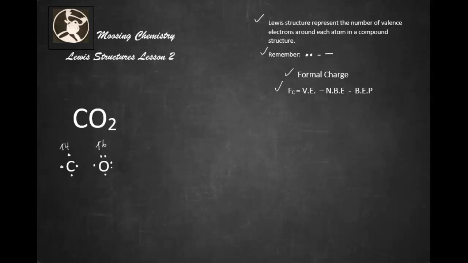So now let's go ahead and find out how many electrons will make up this particular compound. Carbon is 1 times 4 valence electrons. Oxygen is 2 times 6 valence electrons. This gives me 4 valence electrons. This gives me 12 valence electrons, which gives me a total of 16 valence electrons.